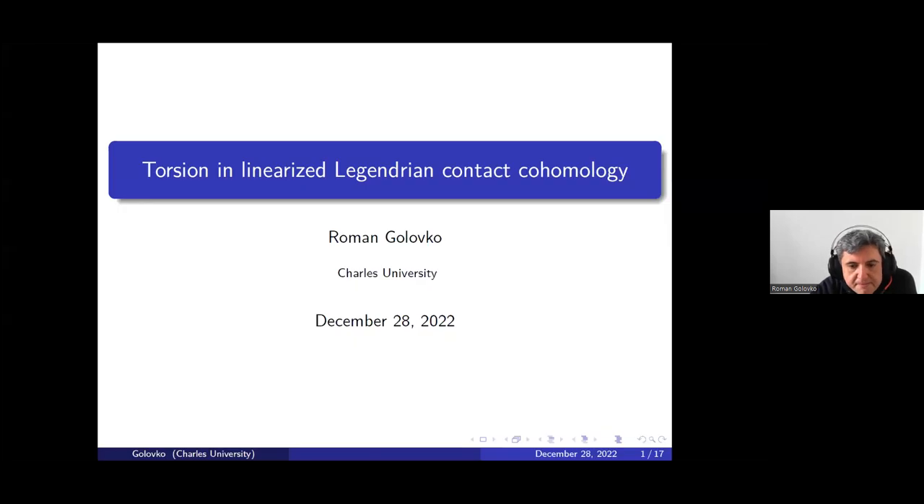Algebraic conference. So today I would like to talk about torsion in linearized Legendrian contact homology. My talk will be partially in algebra, mostly in geometry, but at least you will see some differential graded algebras, you will see some homology theory. So I hope from this perspective it will be enough algebraic.